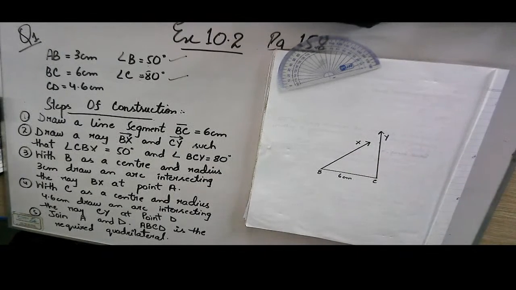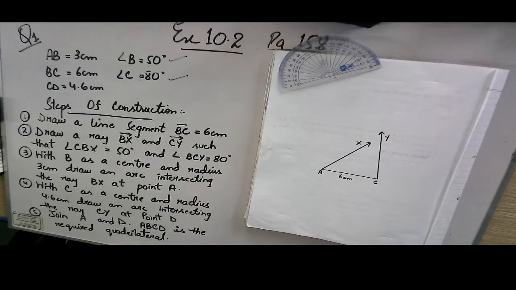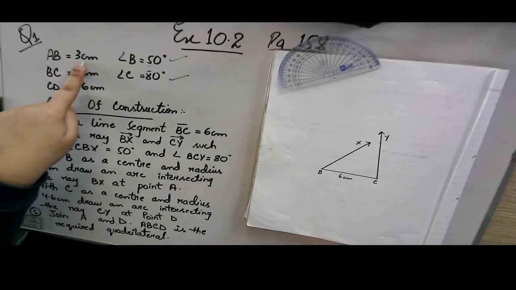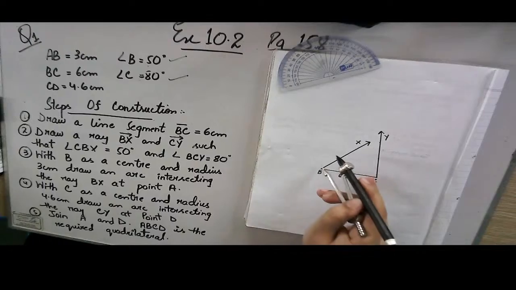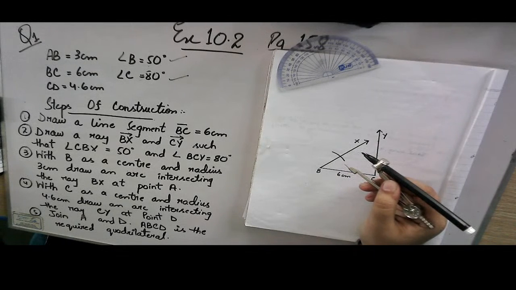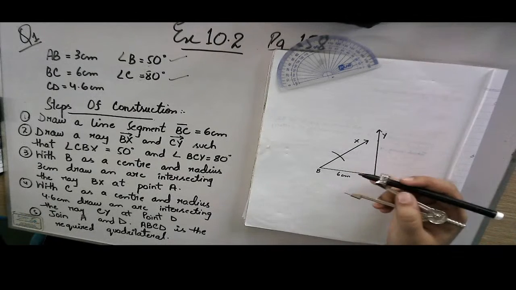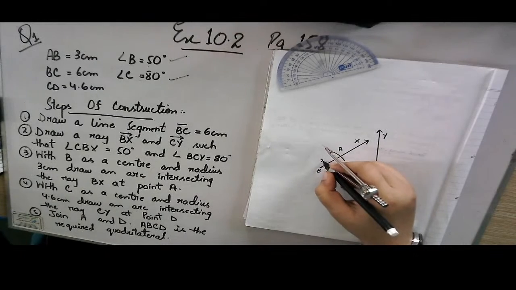After that, the next step is with B as a center and radius 3 centimeter, draw an arc intersecting the ray BX at point A. So the third step is you have to mark 3 centimeter at point B. Why are we marking 3 centimeter? Because AB is given, which is equal to 3 centimeter. Now this is basically the intersecting point and you have to name it as A. So AB is equal to 3 centimeter.